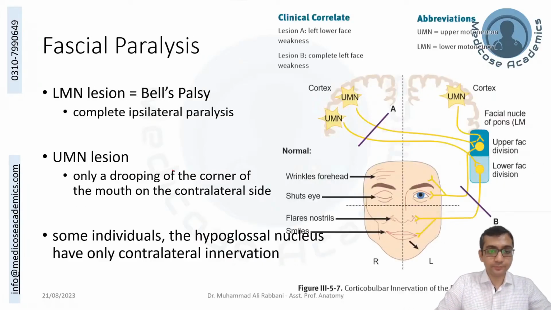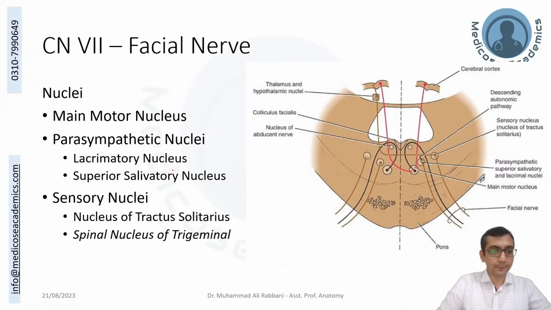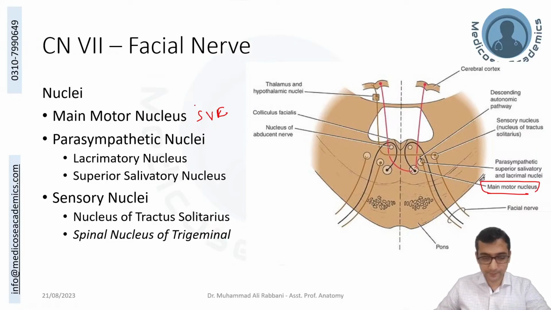It contains the main motor nucleus. This is the special visceral efferent one that supplies all of the muscles of facial expression, all of the muscles that have origin in the pharyngeal arch. These are the special visceral efferent fibers. We will discuss the muscles that include all of the muscles.